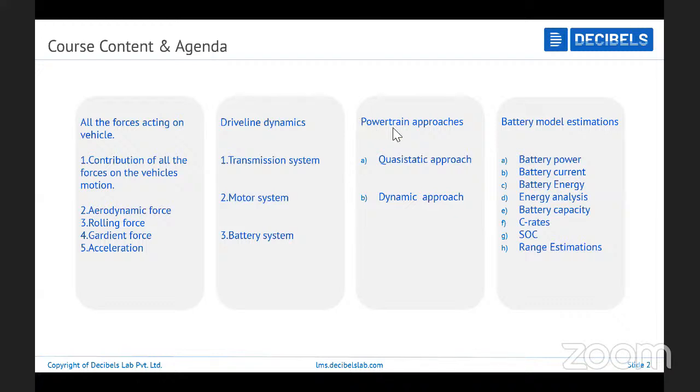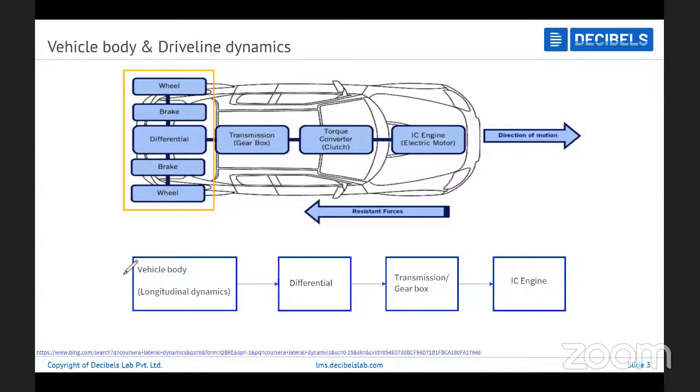So we'll be dealing with the course agenda here. We'll start with what the requirements are at the wheel side, in order to overcome the resistive forces, and how we can estimate those resistive forces. We should know the values, because based on that we have to size the components, so that we can consider them in the vehicle body modeling.